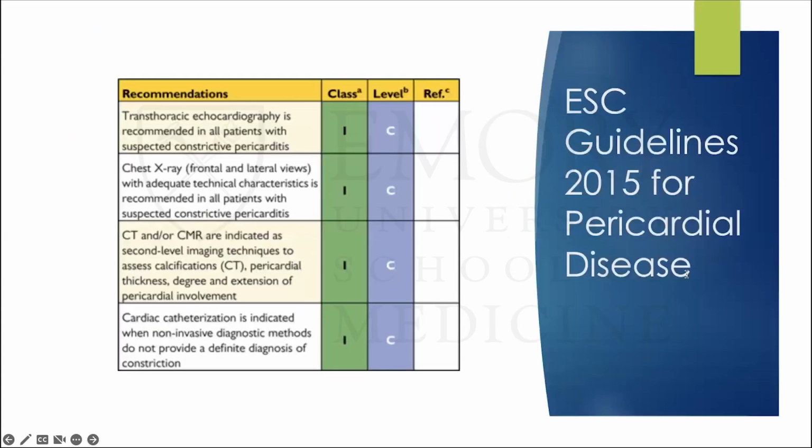I mentioned this briefly, but just to reiterate, the European Society of Cardiology guidelines on the management of pericardial disease from 2015 actually give all these a class 1 recommendation. They give a class 1 recommendation for CT and cardiac MR for assessing calcifications. It's much better to assess calcification with those imaging modalities as compared to echo. And obviously, if you don't have a definitive diagnosis after your initial evaluation, cardiac catheterization is indicated.